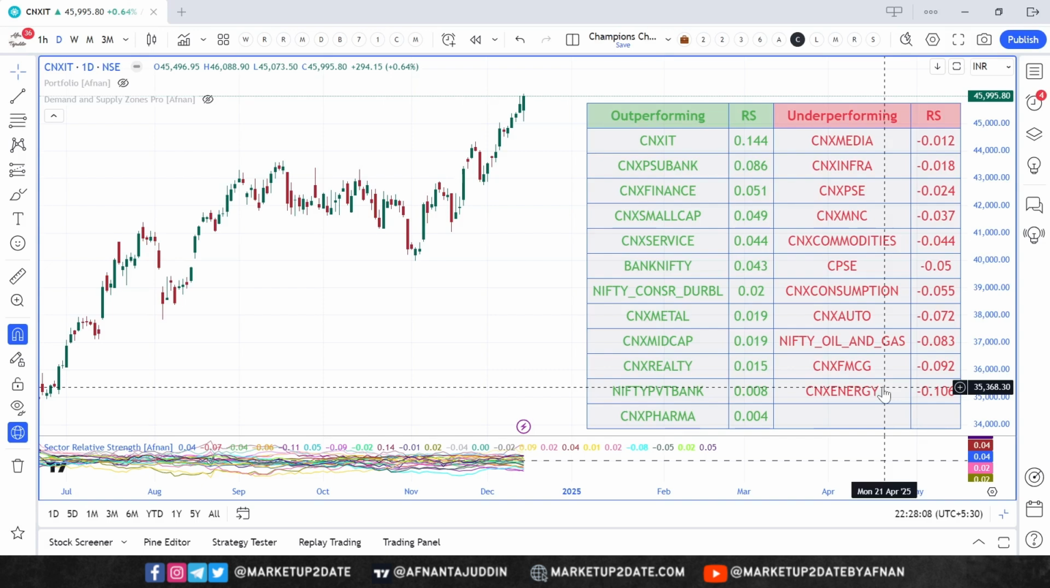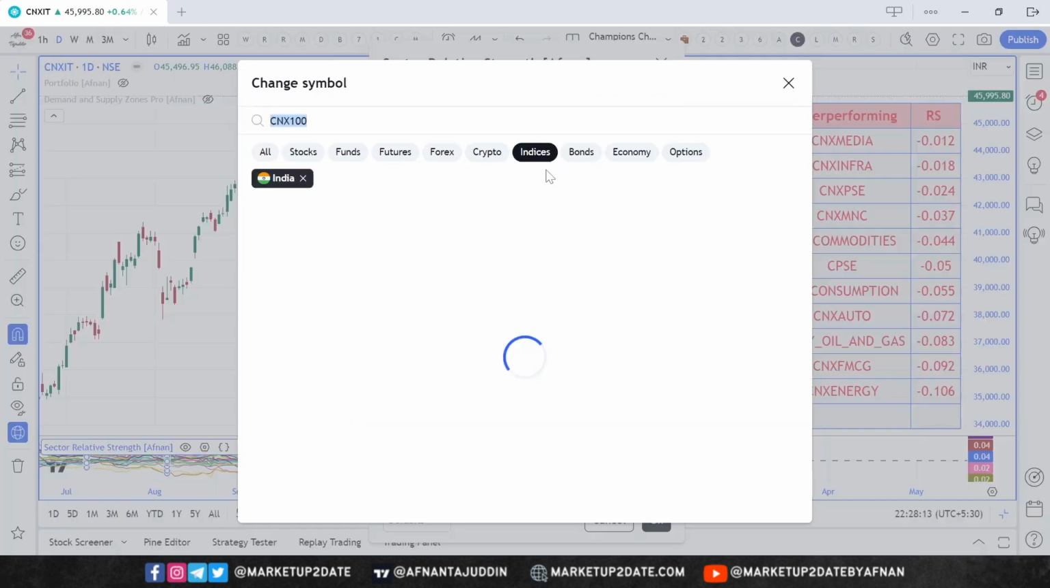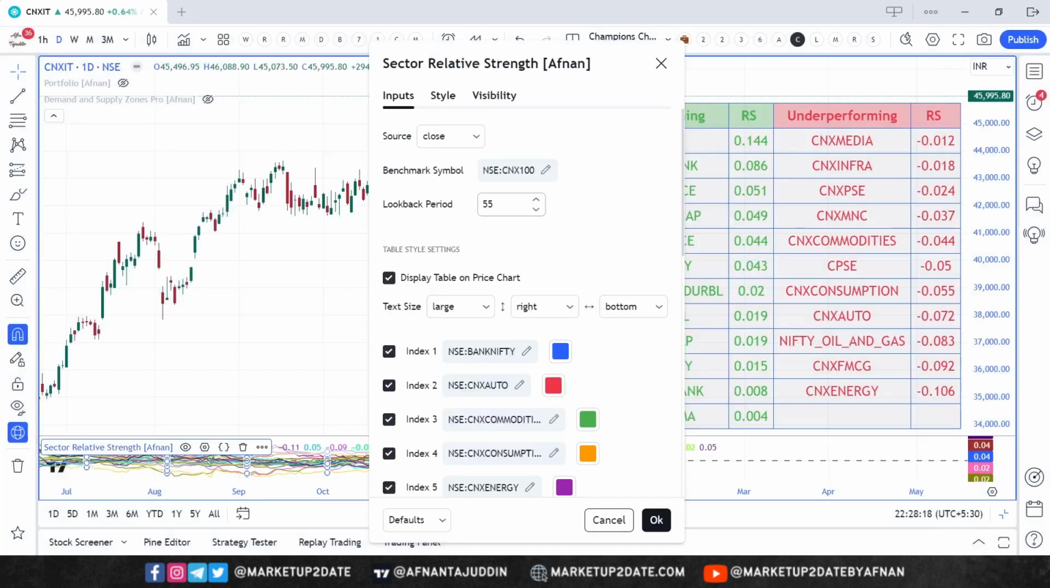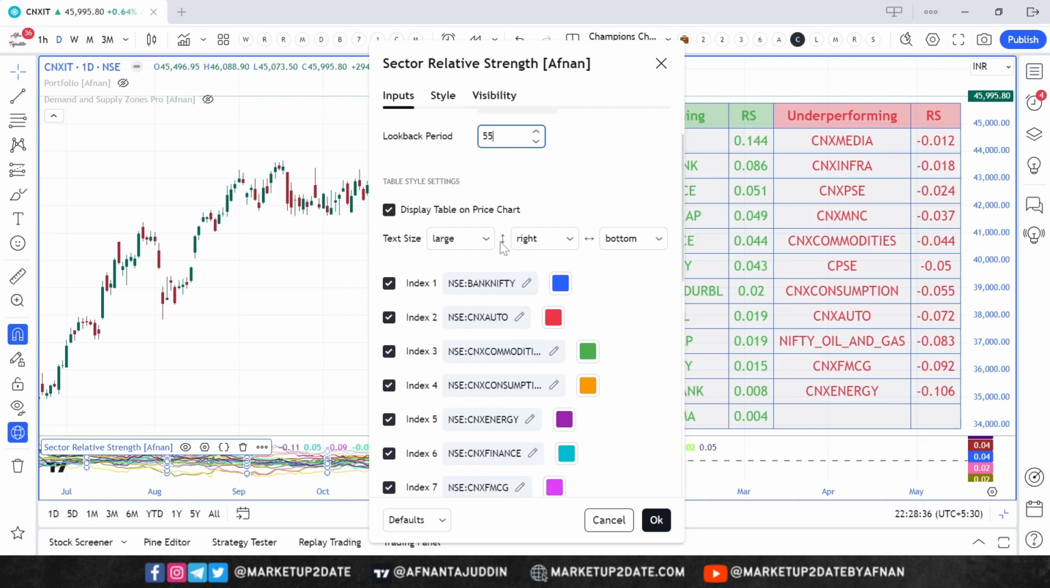Now let's quickly look at the settings. First, you can input your benchmark index. Currently, it's set to Nifty 100 for the Indian market, but you can easily change this to something like SPY or S&P 500 in the US market or any other benchmark for your desired country. You can also adjust the relative strength period. For daily time frame, 55 is good, but you can adjust this as per your requirements.